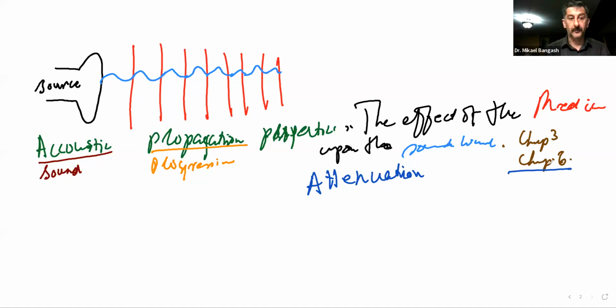So for now, just remember, as sound travels through any medium, the effect that the medium has upon the sound wave means changes in the sound wave characteristics. That is going to be called the acoustic propagation properties. Is everybody clear upon that?